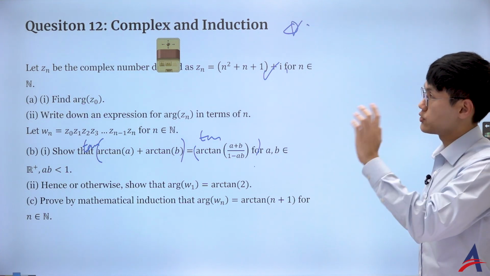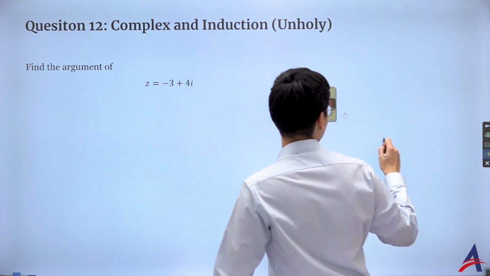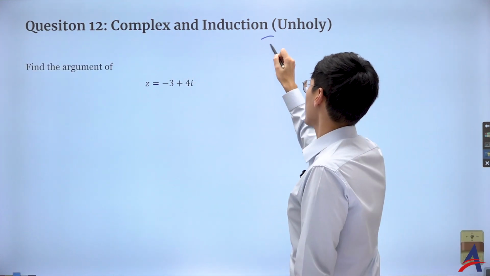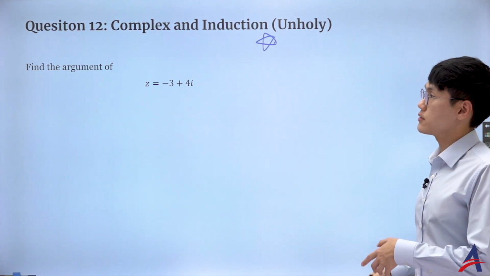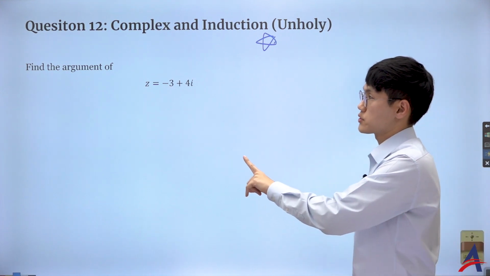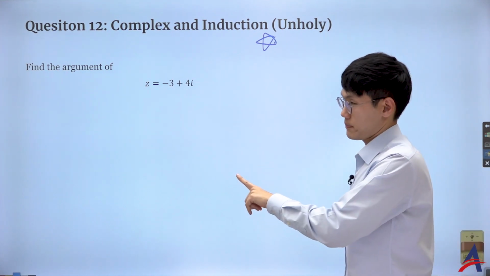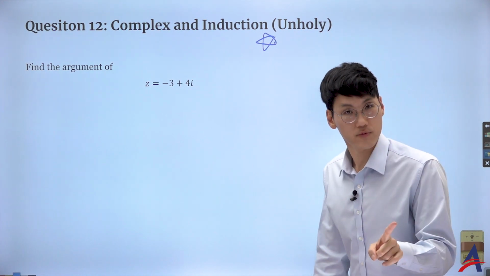But of course, I want to do the unholy version of question number 12. So let's get to it. So yes, for the complex number, I want you to be always keen on finding the argument. And the thing is, people often make mistakes with this. Let me have a look. So imagine that this was a paper 1 and you had to find the exact argument and then tell me if I'm doing right or wrong.